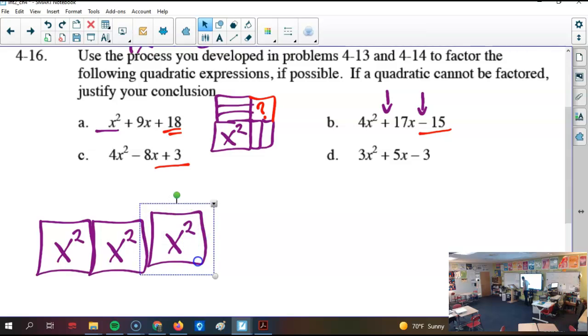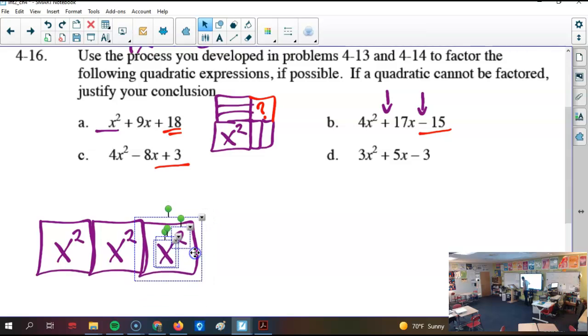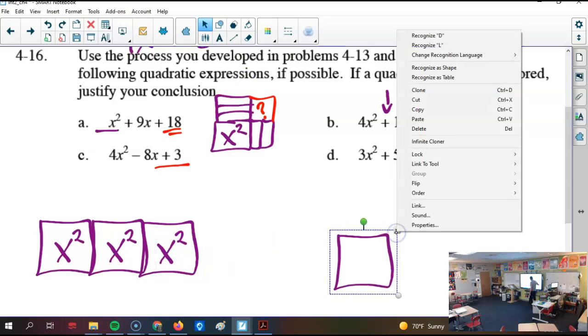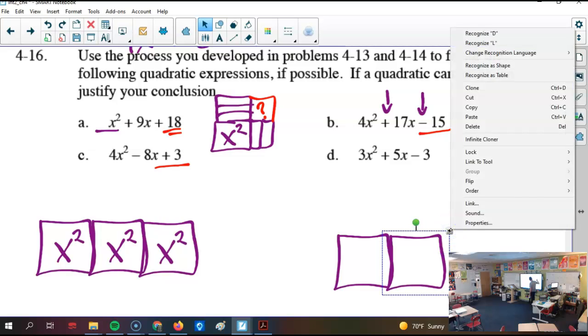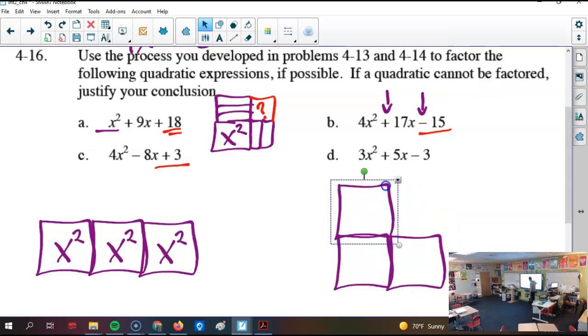So 3x squared could arrange like that. Or, I don't know, I lost my x squared. It could arrange like this. Right, I mean, or we could stack them vertically, I guess. But that's just a rotation. Yeah.